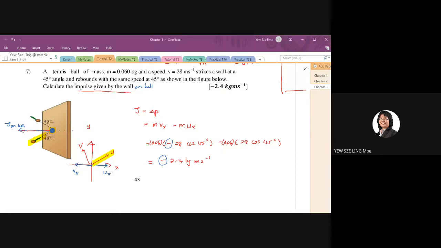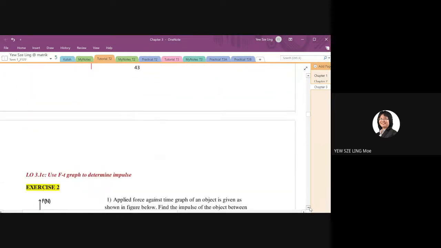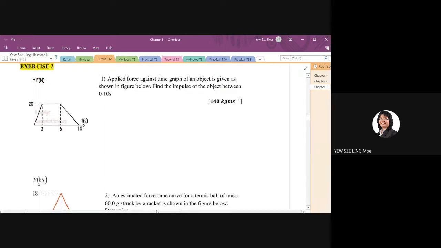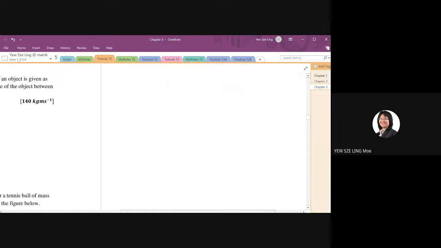All right, next. Next part is a graph. So how are we going to solve it? Again, you need to recall what graphs we have in this chapter. Let's do a quick revision. In the previous chapter, we have the ST graph, where the information that we have is the gradient. The gradient of the ST graph represents velocity.